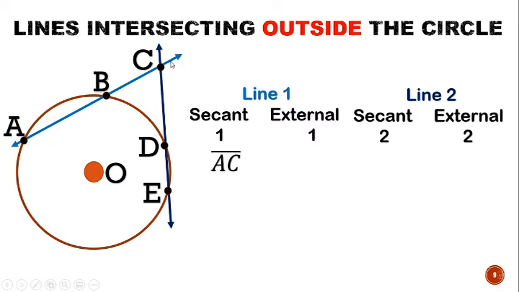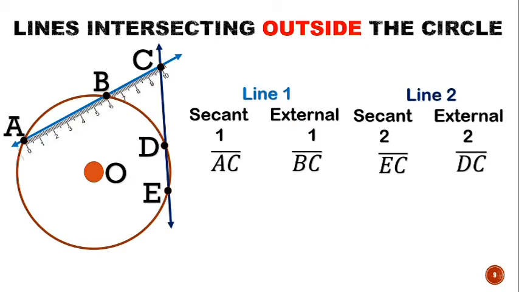So that will be segment AC. And then the external will be segment BC. For line 2, this is the dark blue one. Where is the secant part there? That's EC, starting from here to the end. Where is the external, the part outside? It's only this. And that will be segment DC.